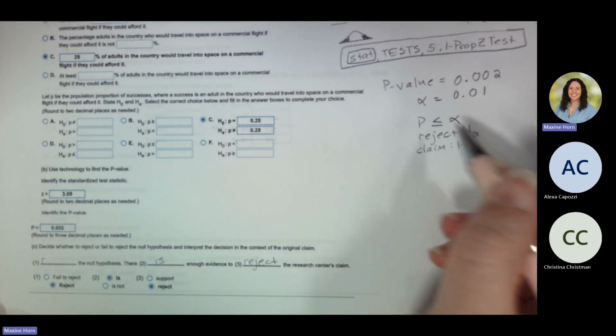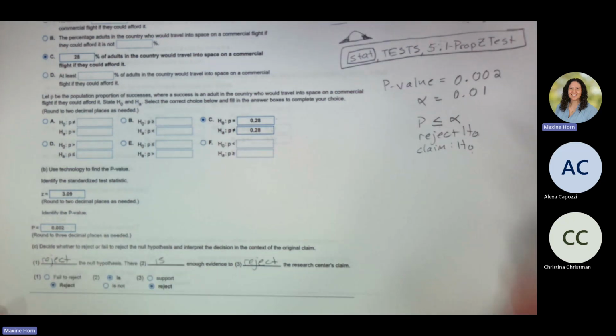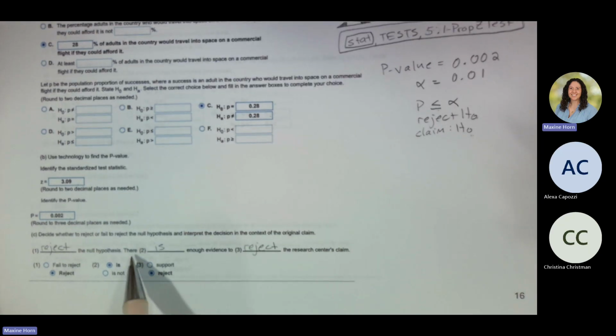Then we found our standardized test statistic in the calculator, and we found our p-value in the calculator. We rejected the null because the p was less than or equal to alpha. And then based on the fact that we rejected the null and that the claim is the null, the way that we word our final decision is that there is enough evidence to reject the research center's claim. All right.